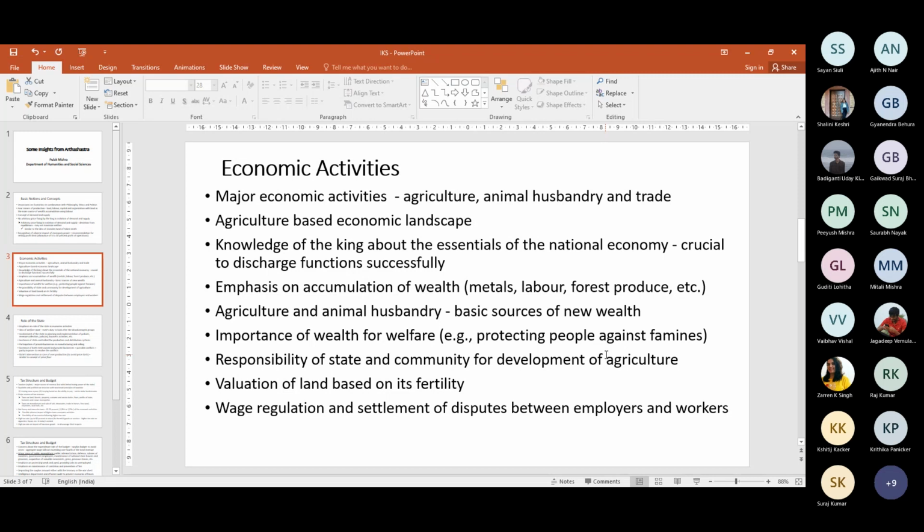Now, what is the responsibility of the state and the community? So Arthashastra talks about the role of the king, the role of the state, but at the same time, it also recognizes the responsibility of the community for development of agriculture, particularly in case of resource conservation, etc. And it was pointed out that the valuation of land should be based on its fertility. At the same time, there should be effective regulation and settlement of disputes between the employers and the workers.